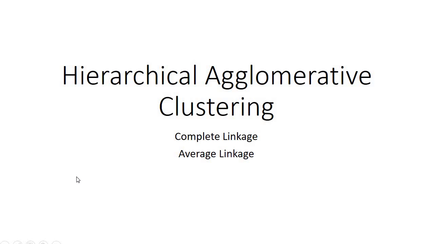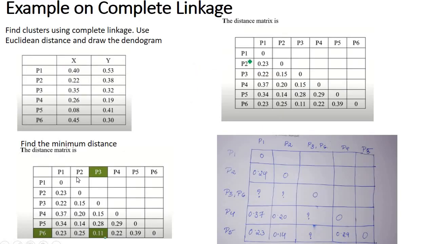With respect to both of these concepts, I have not solved the entire example, but I have given you the first set of steps, so that you can try solving the entire problem by yourself. I have also put down the final matrix which has to come as the final answer, and I have also put up the dendrograms for each one of these techniques. So first of all, find clusters using complete linkage. Use Euclidean distance and draw the dendrograms.